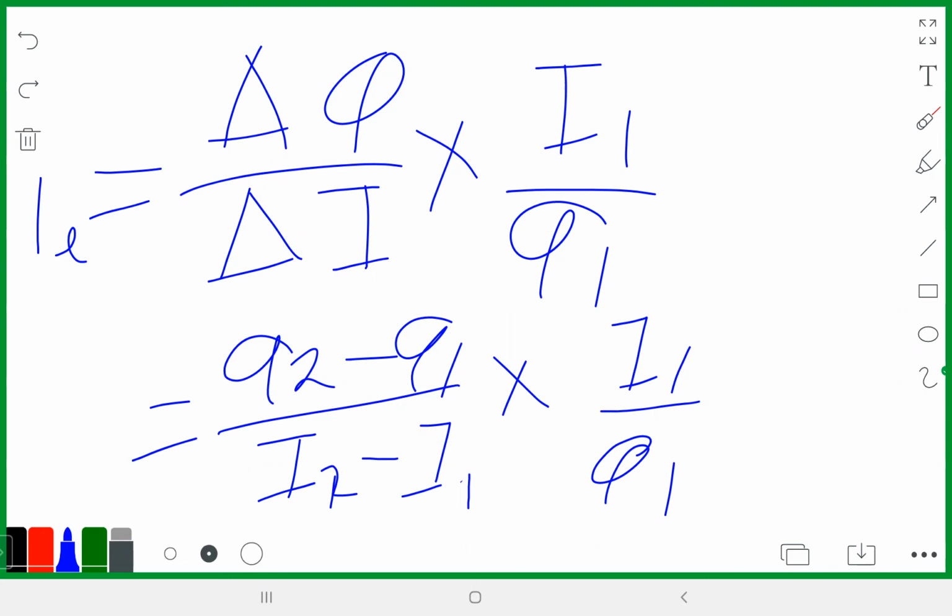Is the old income, sorry. I2 is the new income and I1 is the old income. So that's what happens. You just compute those figures into the formula, and then you have the income elasticity of demand.